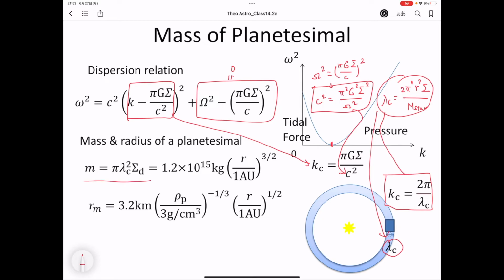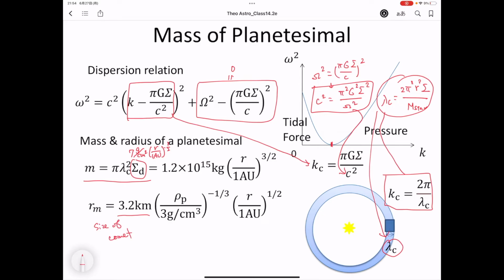The area is estimated as pi lambda sub c squared times the surface density of the solid particles, sigma d. If you use the Hayashi model, 7 grams per square centimeter times r over 1 AU to the minus 3/2. And if you substitute these quantities, you will get 1.2 times 10 to the 15 kilograms. Then from this mass, we can estimate the size of the planetesimal is about 3.2 kilometers, when the density of the material is 3 grams per cubic centimeter. 3.2 kilometers is very similar to the size of a comet.